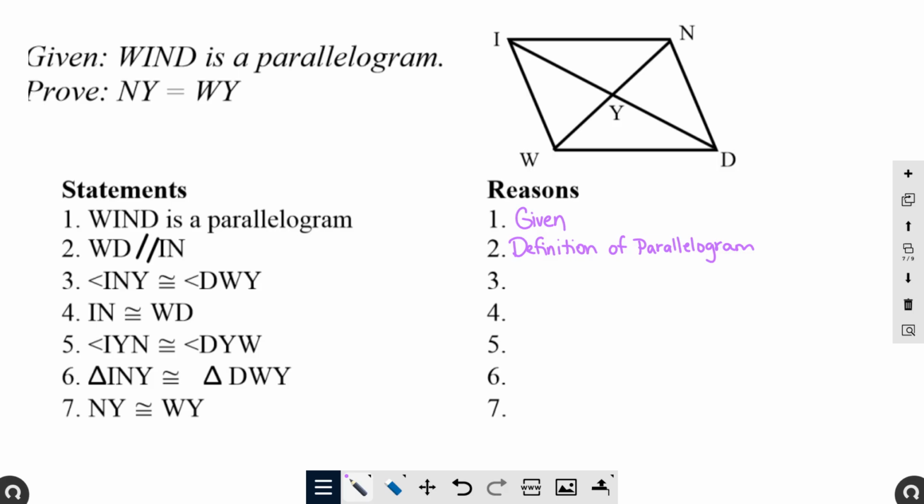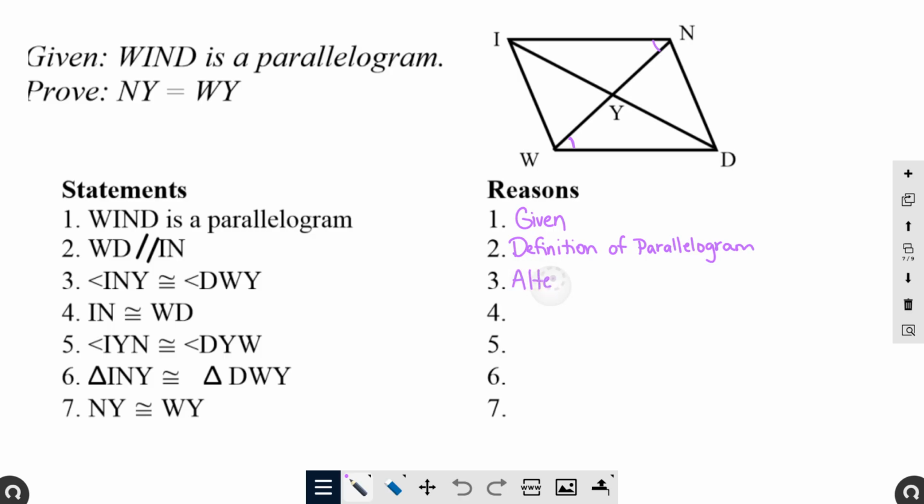So angle I-N-Y, that's this small angle right here, is congruent to angle D-W-Y, which would be this one. Now, remember what it said. Here we're talking about parallel lines. Here we're talking about angles that are equal. In the previous slide, we had that list of parallel lines tells us what type of angles. So what type of angles are these based on those parallel lines?